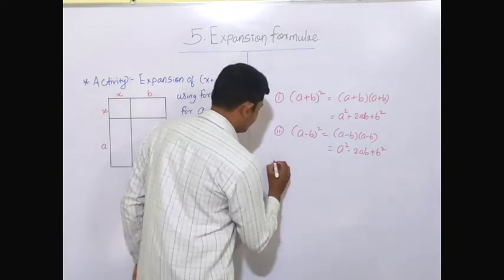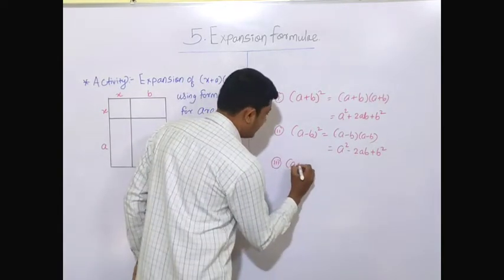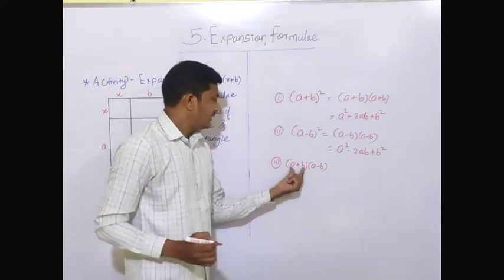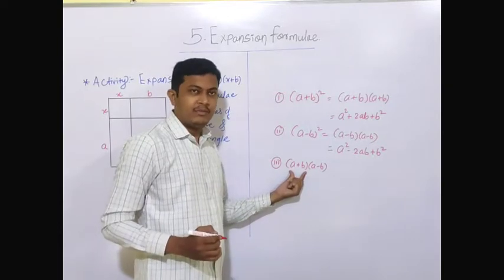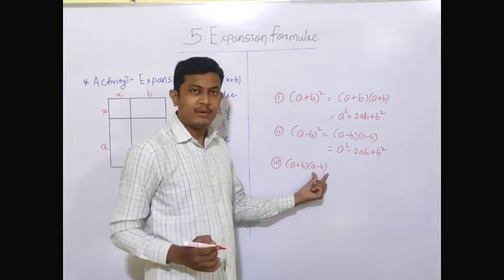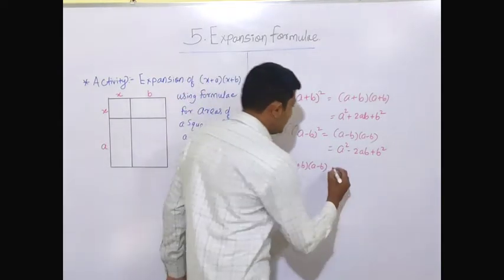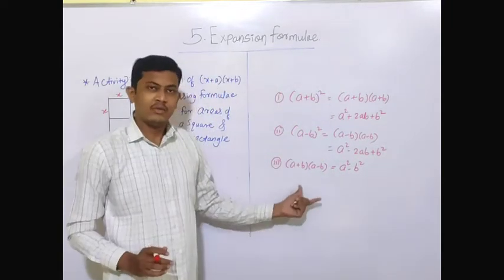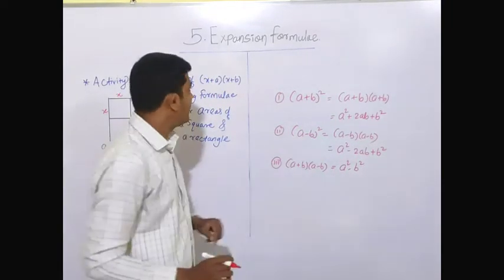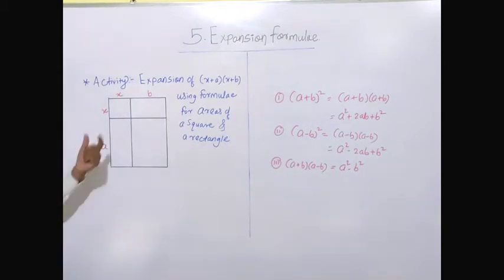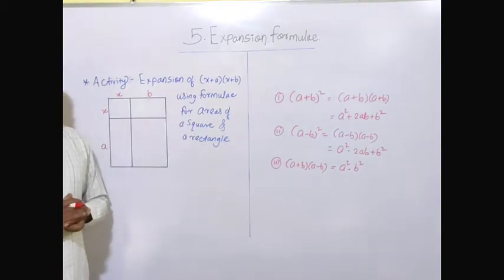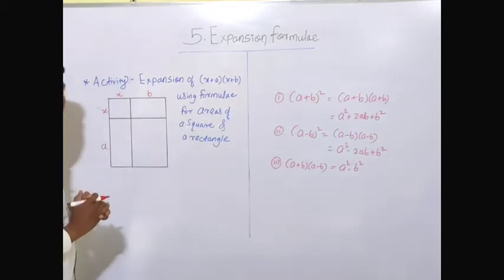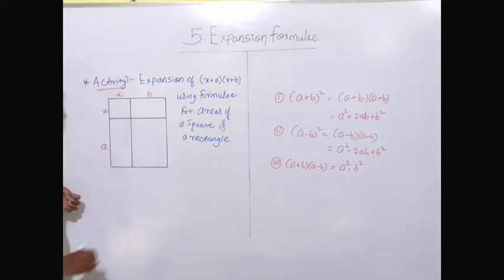And the third one is what? (a plus b) into (a minus b). That is, in the first bracket there is a plus b, and in the second bracket there is a minus b. We have to take the product, so it comes as a square minus b square. These are the expansion formulas, also known as the identities. Now today we have to see the expansion formula with the help of areas of squares and rectangles. So let's see, name it as an activity.